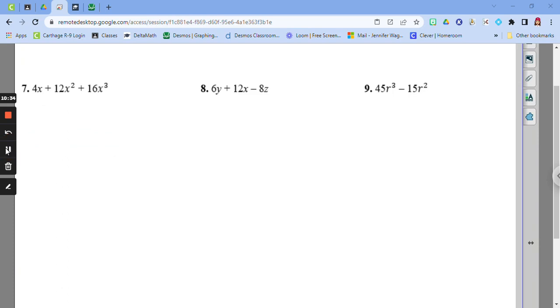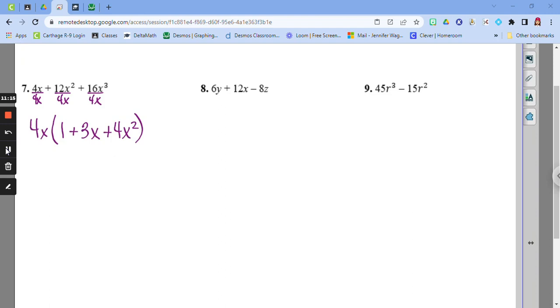All right, so number 7. 4, 12, and 16 can all be divided by 4. How many x's? 1. Correct. So I'm going to divide each of these by 4x. And 4x divided by 4x is 1. 12x squared divided by 4x leaves you with 3x. 16x cubed divided by 4x leaves you with 4x squared.